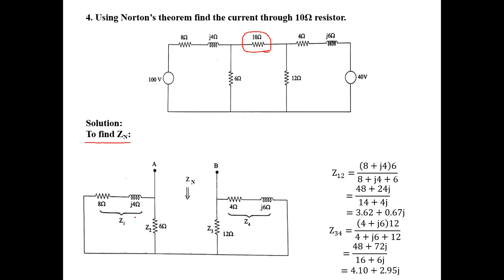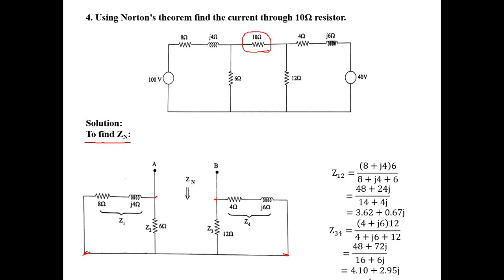Here these two impedances are connected in parallel, because they have one common point here and another common point here. Two common points means parallel. Z1 parallel Z2 is Z1 Z2 divided by Z1 plus Z2. The answer is this one. And here also these two are connected in parallel because they have two common points. Z3 parallel Z4 is equal to Z3 into Z4 divided by Z3 plus Z4.